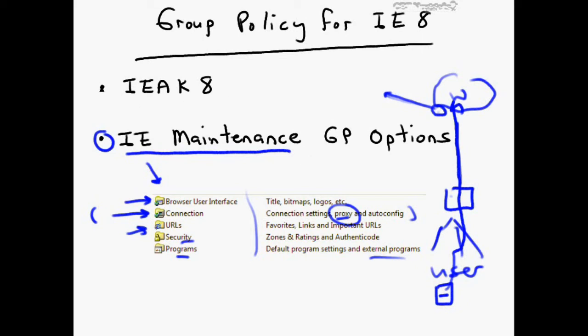I also want to say just a little bit about IEAK. The Internet Explorer Administration Kit has been around for, again, a long time, since version 5 of IE, if memory serves. And what IEAK is, it's a framework for deploying a customized build of Internet Explorer 8. Now, it stands to reason since Windows 7 comes with IE8, we don't need IEAK for Windows 7.